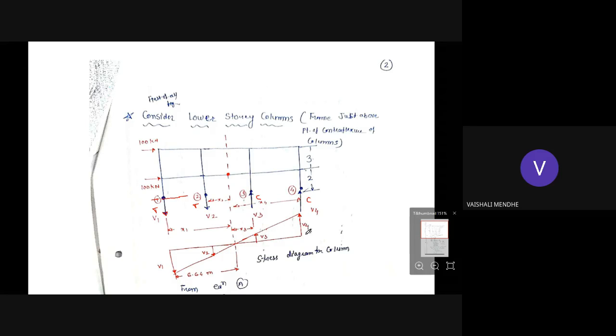This will be upward V3 and this will be upward V4. Okay, now after considering this frame just above the point of contraflexure, we get these axial forces, that is V1, V2, V3 and V4. Then that we will find out.